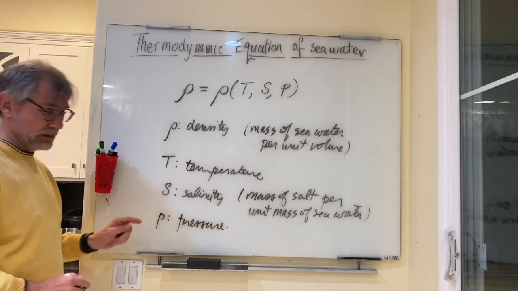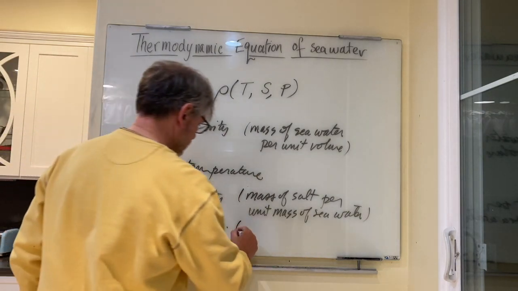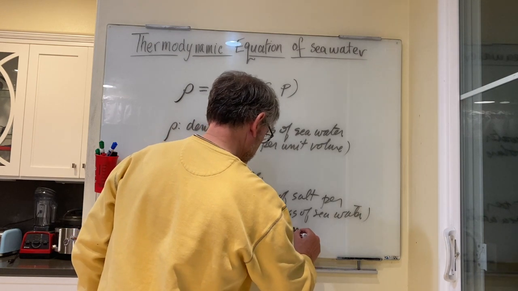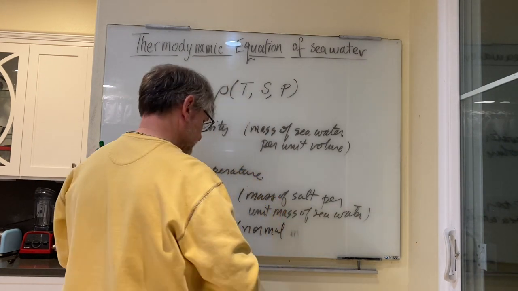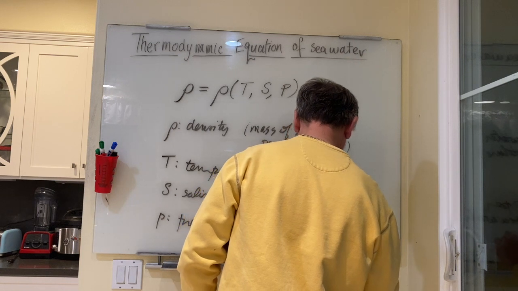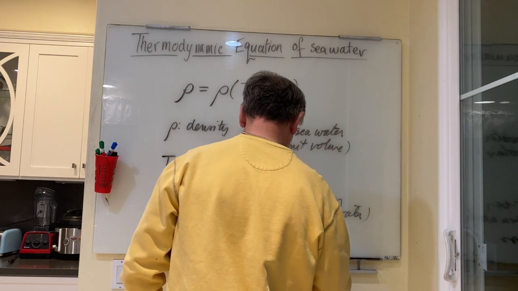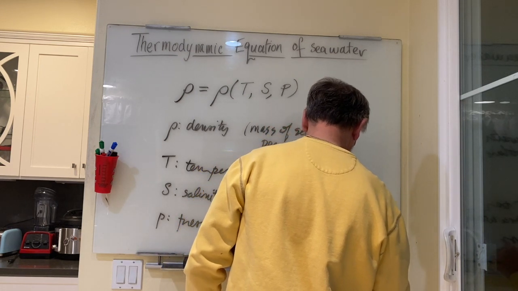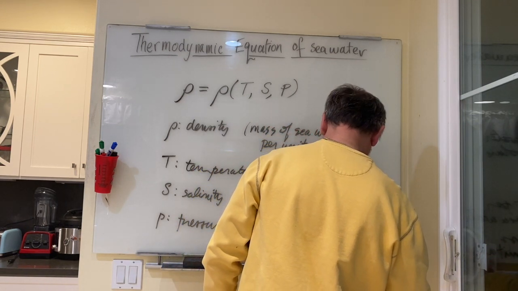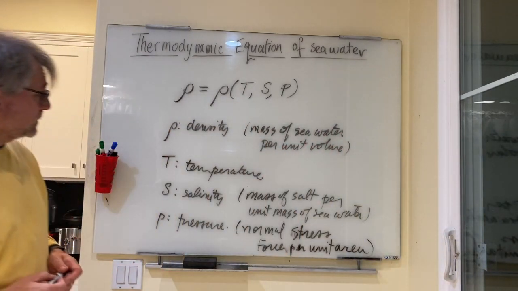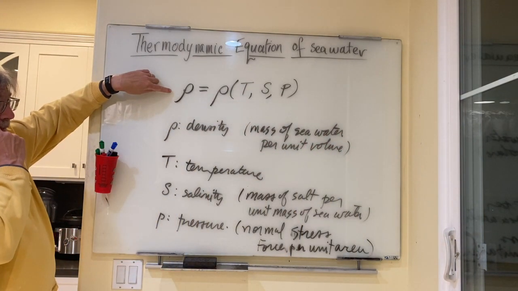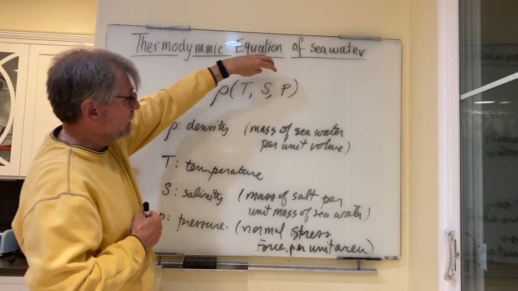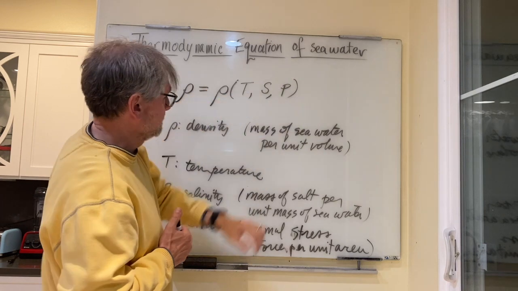And the pressure is the normal force per unit area. Normal stress. In other words, force per unit area. All right, so this is what we would like to get. So we need some equation that will relate the density to these variables that are easily measured in seawater.